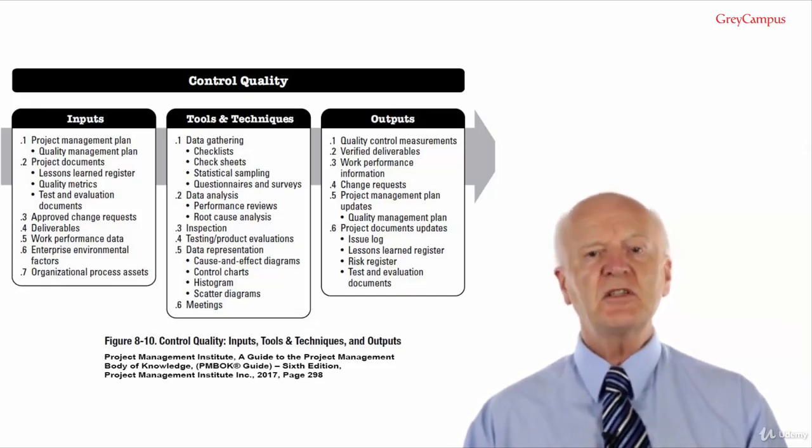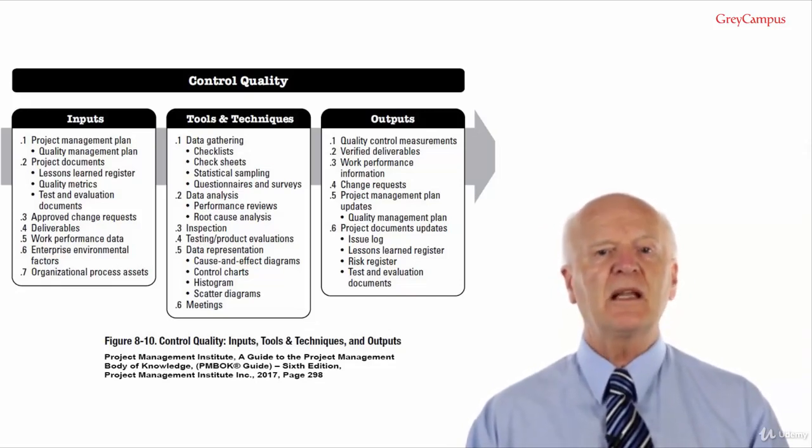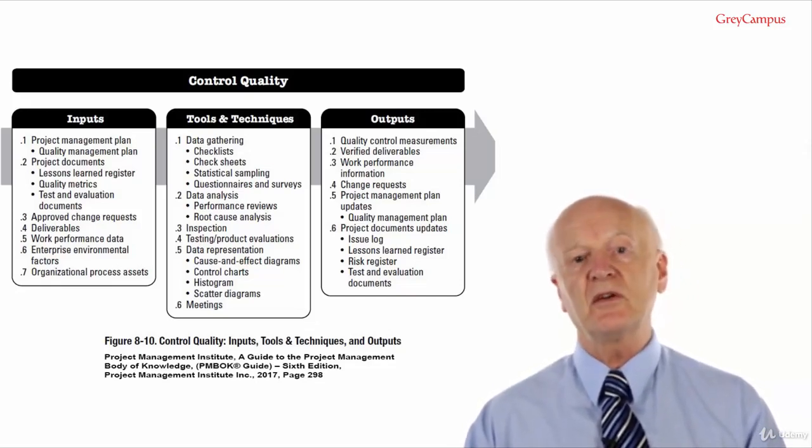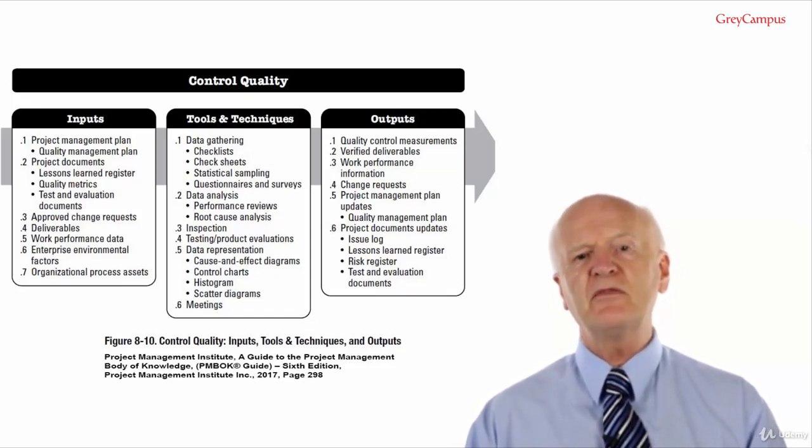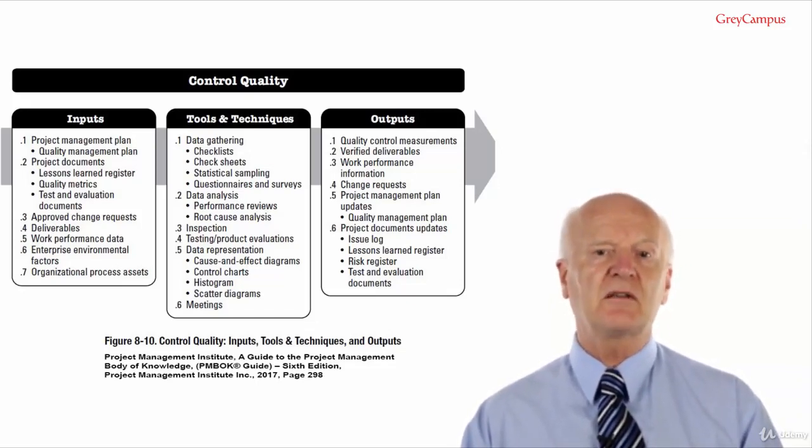Tools and technique number 5, data representation. Techniques that could be used for this process include cause and effect diagrams. These are used to identify the possible effects of quality defects and errors.